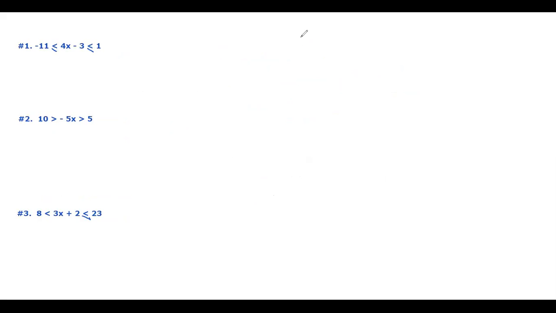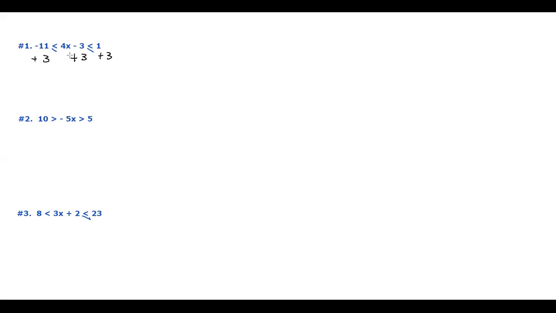Okay, so now let's see if we can do the problems here. The first problem is negative 11 less than or equal to 4x minus 3, less than or equal to 1. Like we said, this is a compound inequality because I have two inequality signs. As we talked about before, we just treat it as one and do it to all sides. I want to solve for x, so I need to add 3 on this end, and add 3 on this end.